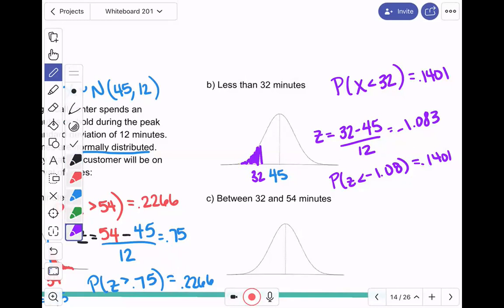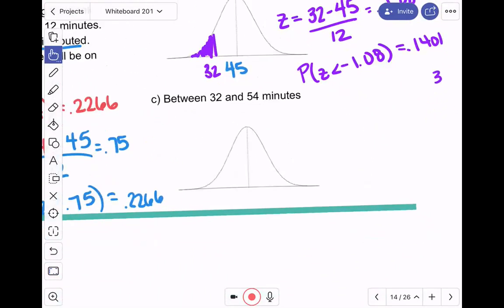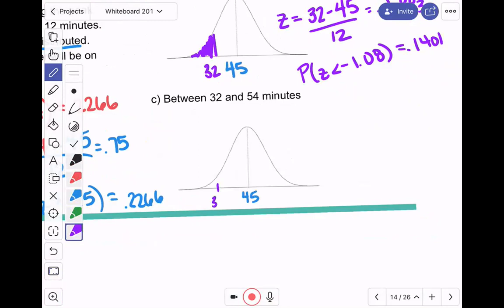All right. The next one, between 32 and 54. Again, what we do is mark 45 on this distribution. 32 is here. 54 is here. Now we want to calculate these. So what do you do first? You calculate the probability that X is less than 54 first. Calculate the bigger value first.